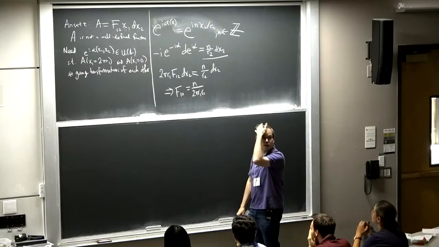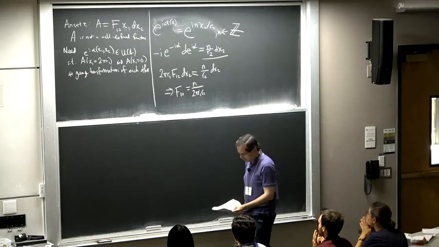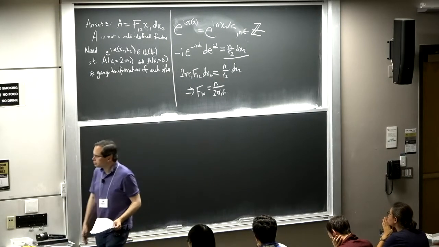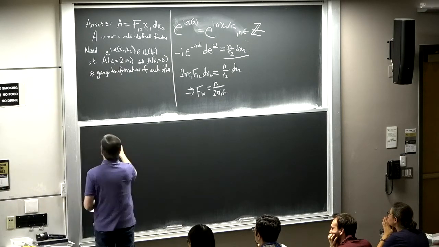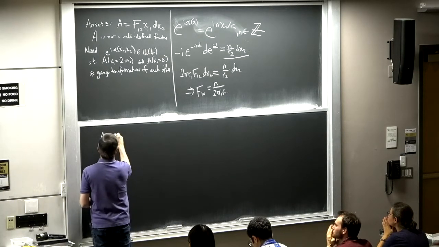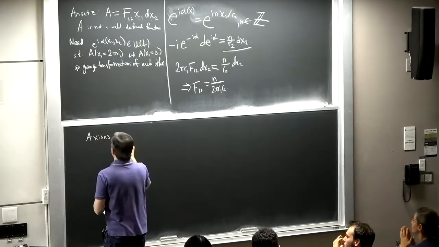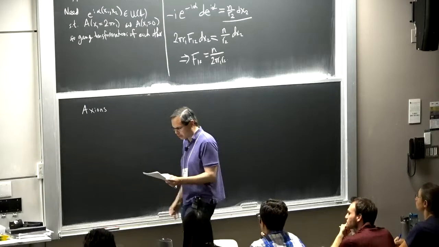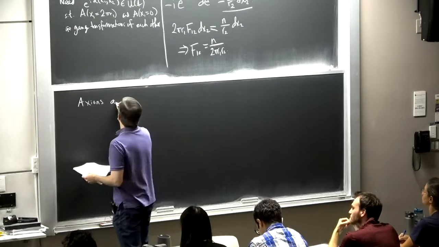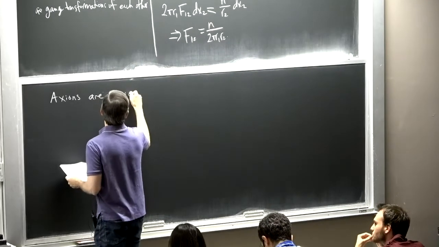Okay, so why am I going through all of this? Partly just because I think it's good for you to know these things. They're basic facts about QFT. But mainly because we're going to be talking about axions. And what is an axion? Let me just go ahead and say my working definition of axion, at least for the purpose of these lectures. Axions are periodic scalar fields.